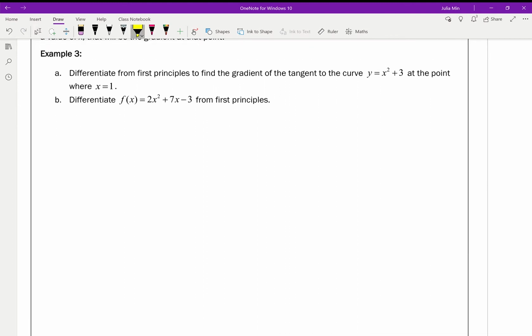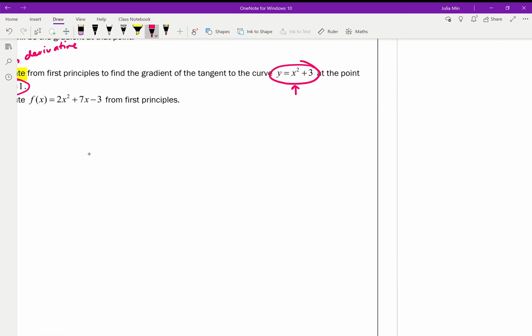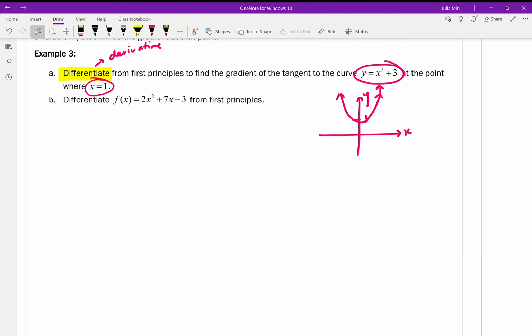So when we're asked to differentiate something, we're finding the derivative function, or the gradient function, and then we'll find the gradient at a specific point. Now, they want us to find the gradient of this graph at the point x equals 1. If I were to give you a quick drawing, this graph is a parabola shifted up 3 units. And they want me to find the gradient at x equals 1. But I need the gradient function first to do that. So that's where first principles comes in.